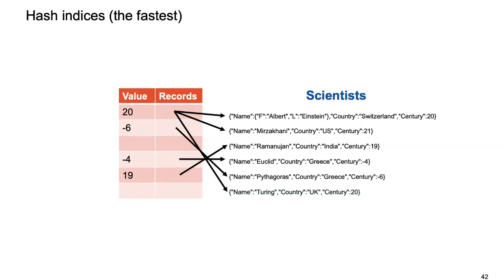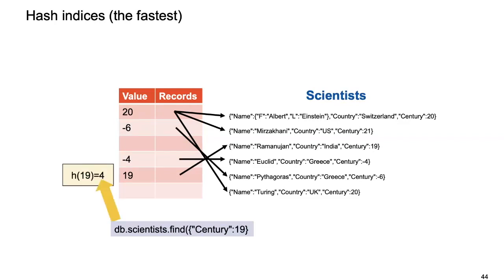And so what happens then if you want to find the scientists, let's say in the 19th century? You take the 19, you call h, it's the same function h, it's a given. It gives you 4, so you know you need to look at position 4 here and follow the pointer, and that's it. What's the complexity of looking up the record with the query? Go ahead. O of 1, exactly, O of 1.